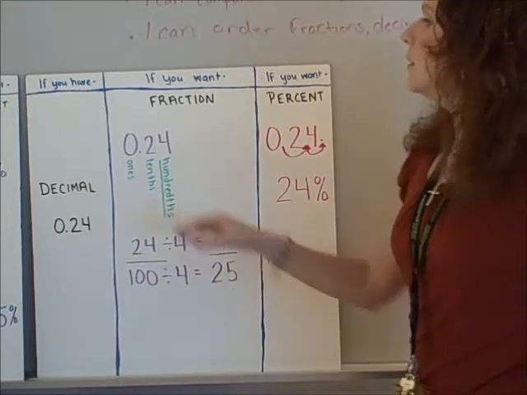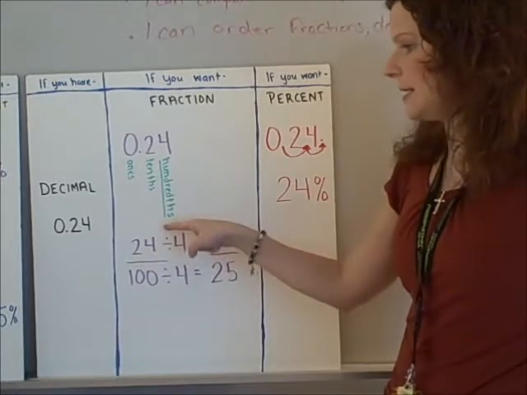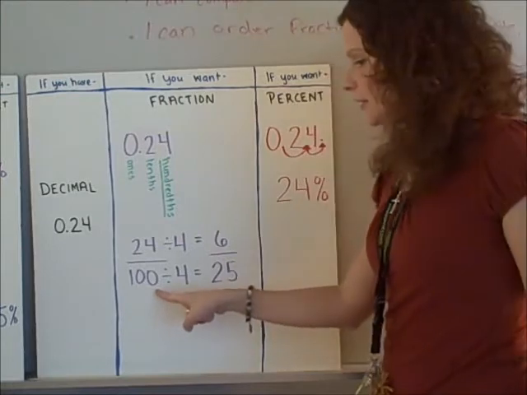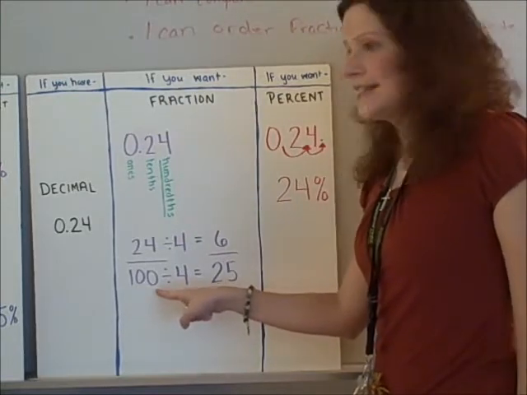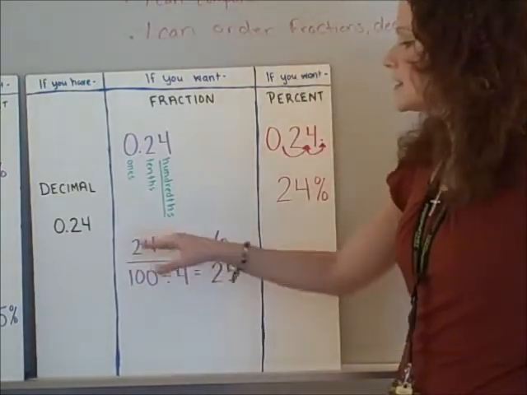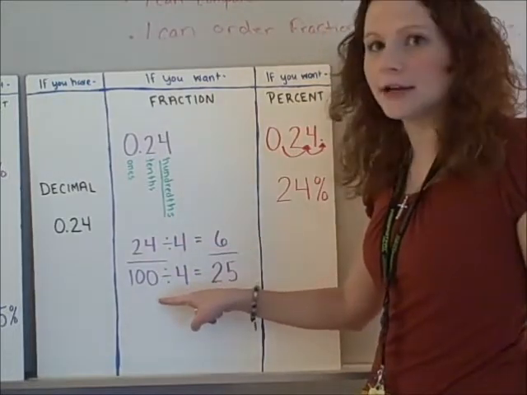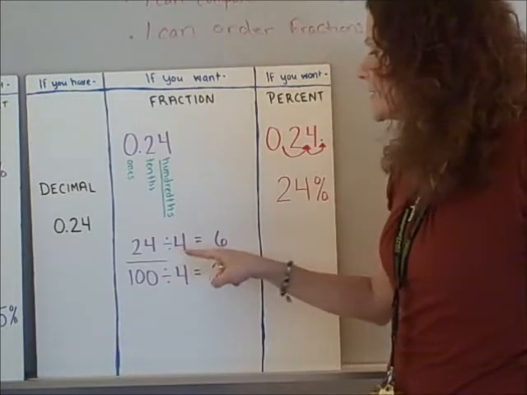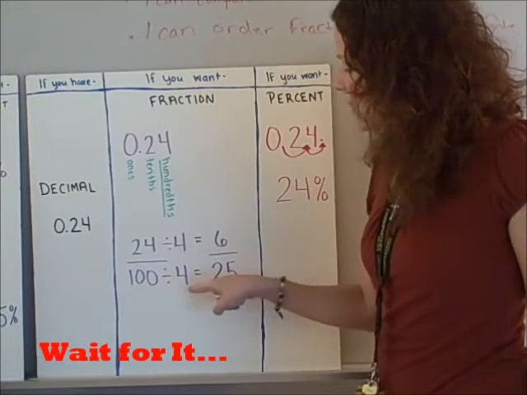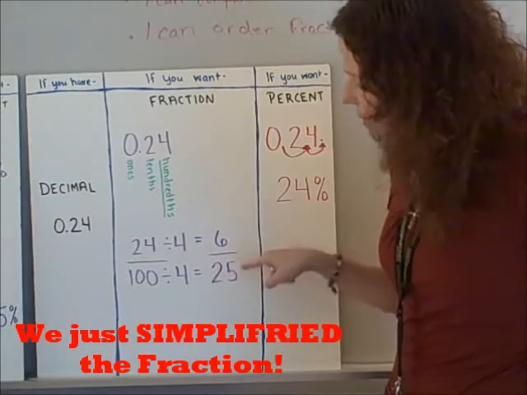So as a fraction, I would say 24 hundredths. Well, that tells me that my numerator is 24 and my denominator is 100. The only thing is, we don't like big fractions like that if we can simplify them. So to simplify a fraction, you have to decide what's something that the numerator and the denominator can both be divided by. In this case, it was 4. So 24 divided by 4 is 6. 100 divided by 4 is 25. So the simplified fraction is 6/25.